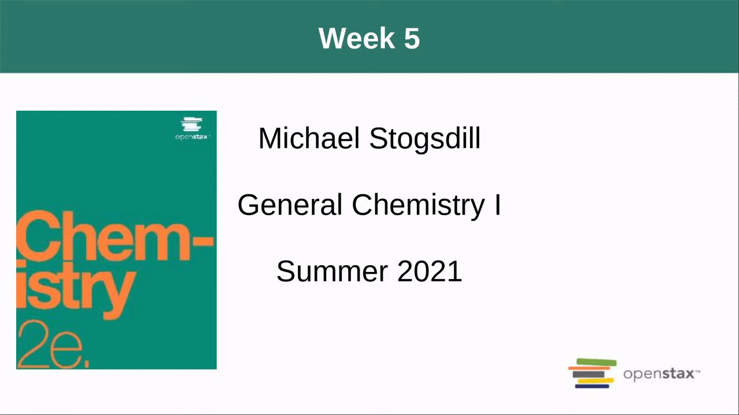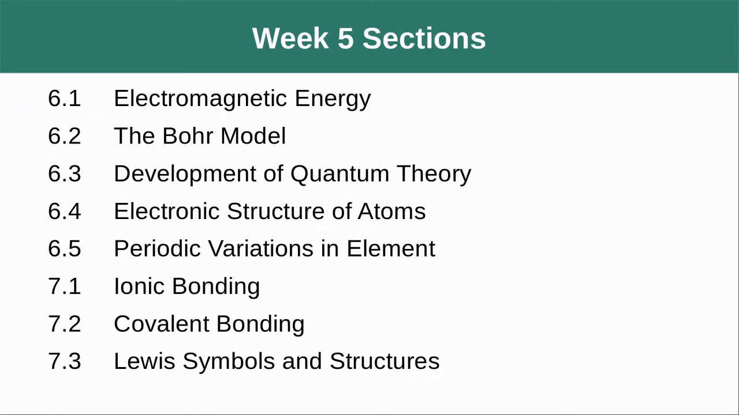Hello everybody, we're already into week 5 of our course. This week we're going to be covering chapters 6 and 7. In chapter 6 we're going to talk about electromagnetic energy and different models for atomic structure. And then in chapter 7 we're going to be getting into some of the more details about bonding, both ionic and covalent. And then we're going to learn some new ways of expressing that atomic structure in Lewis symbols.